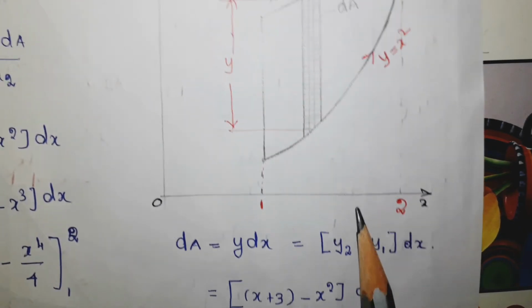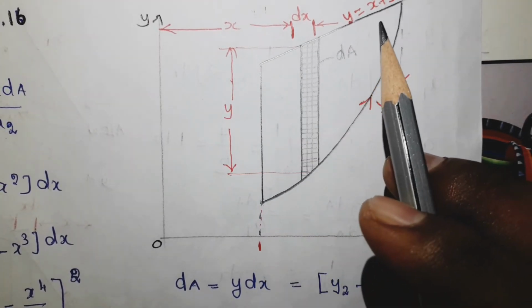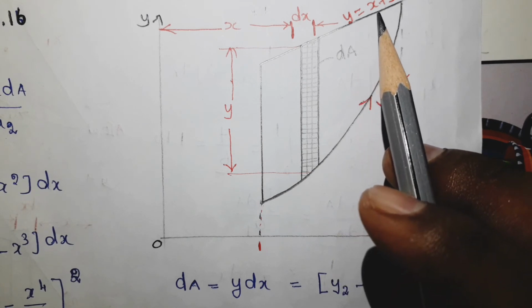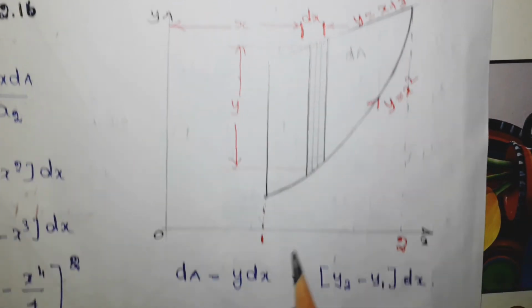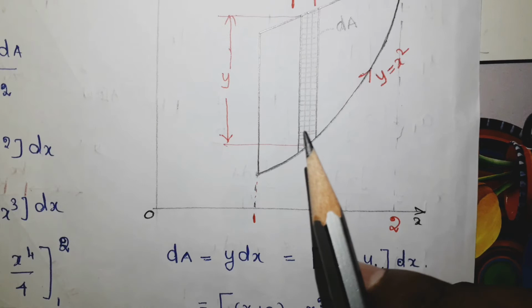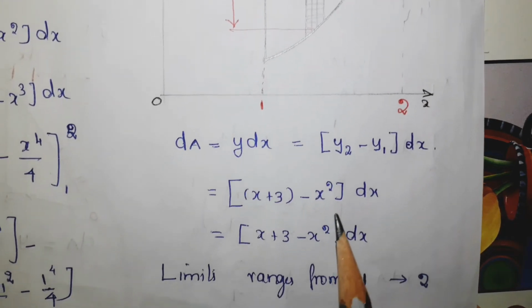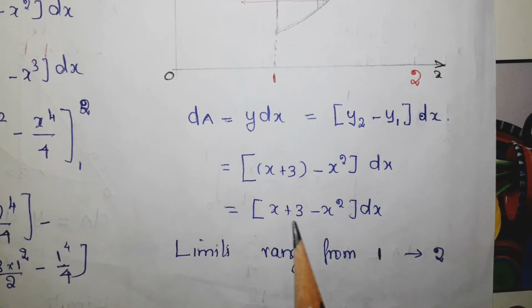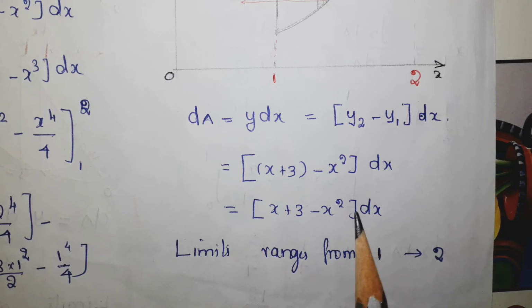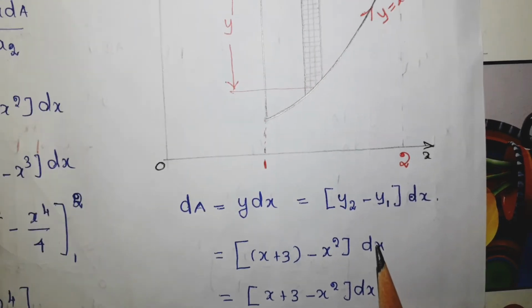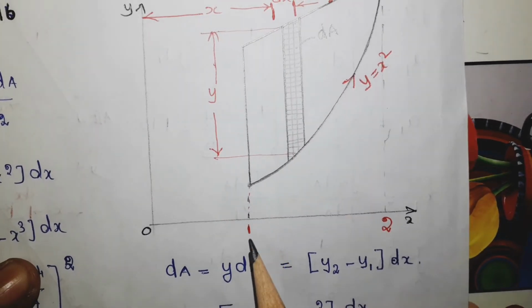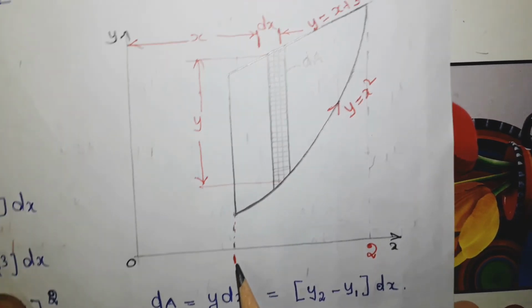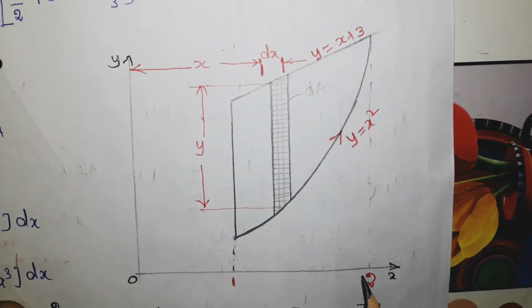Now y2 is the equation of the upper line, which is y equal to x plus 3, and y1 is the bottom one where y equal to x square. Now substitute the values and rearrange, you will get something like this. Again, if you look at the limit, the x varies. Here the lower limit is 1 and the upper limit is 2.